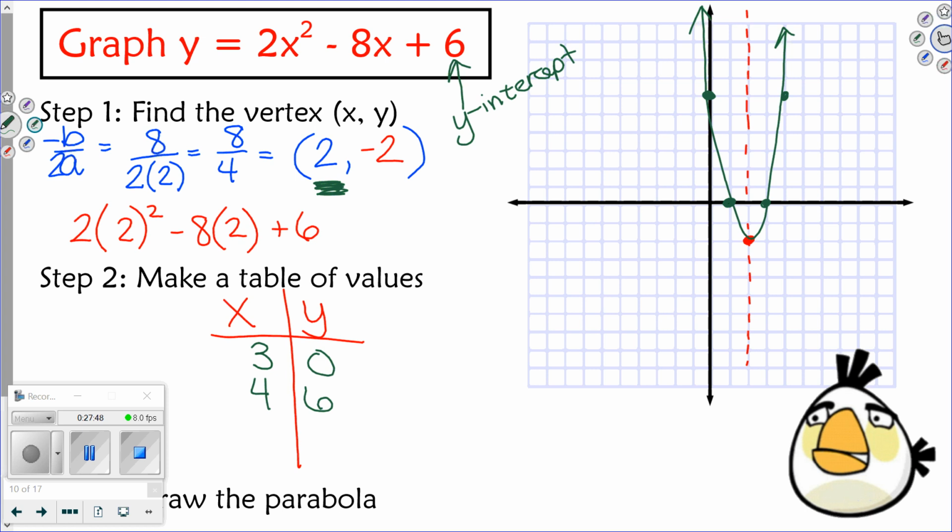Do you know what that means, y-intercept? Where it intercepts or crosses the y-axis. I was thinking football, right? Throwing an interception, someone ran across your path and caught the ball. So it's where it's crossing the y-axis. Look where that point is on the y-axis.